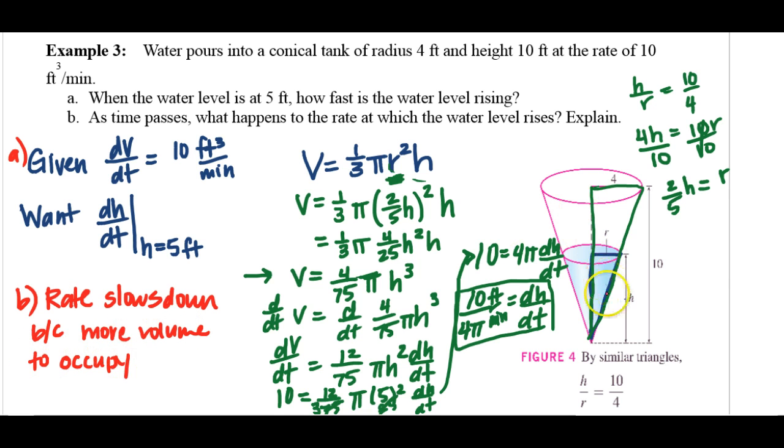So as this cup starts to fill up, there ends up being more volume that I have to occupy, so the rate of change of the height slows down. So first, dH/dt fills up pretty fast, and then as we get to the top, the height increases, but slower. So the rate slows down because there's more volume to occupy.